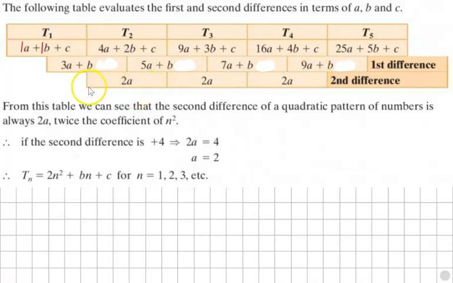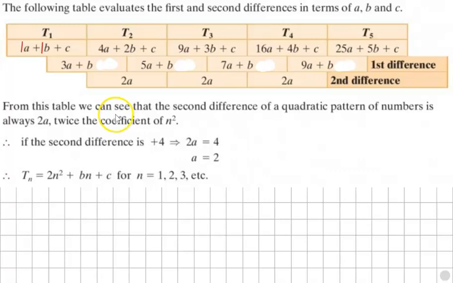So the first difference in this sequence is 3a plus b, 5a plus b, 7a plus b, and 9a plus b. So you can see the pattern. You've got 3, 5, 7, 9. So we imagine the next difference would be 11a plus b.